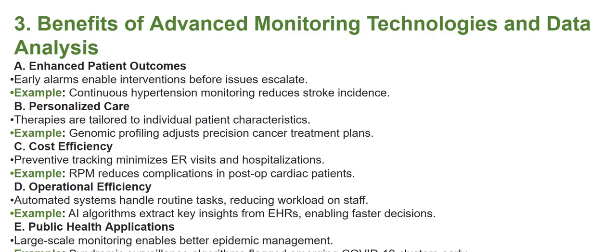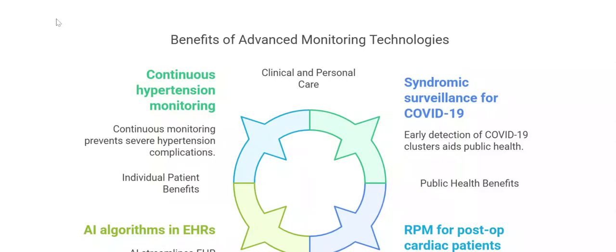Public health applications: large-scale monitoring enables better epidemic management. For example, syndromic surveillance algorithms flagged emerging COVID-19 clusters early. Key takeaway: integrating technology and data analysis improves both patient-level care and broader public health outcomes. And here is a summarizing diagram on benefits of advanced monitoring technologies: clinical and personal care, operational efficiency, public health benefits, and individual patient benefits.